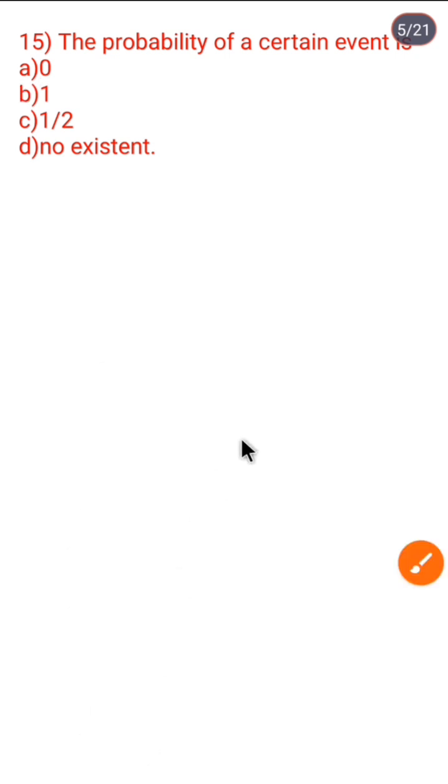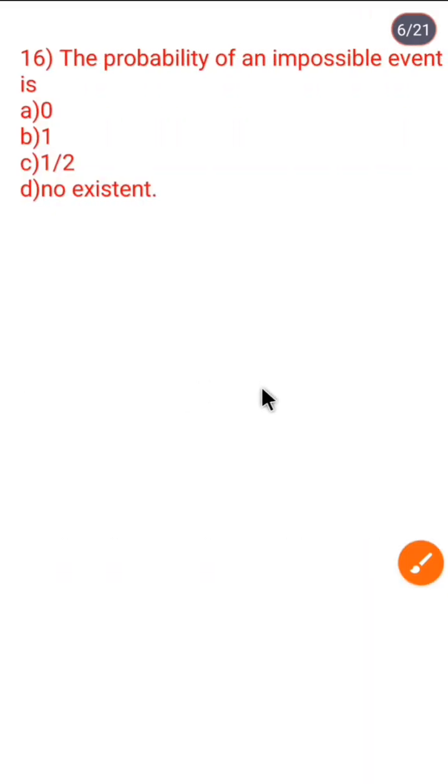So next question: the probability of an impossible event. What is an impossible event?